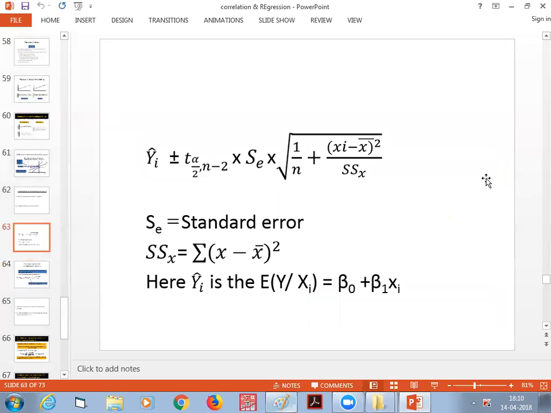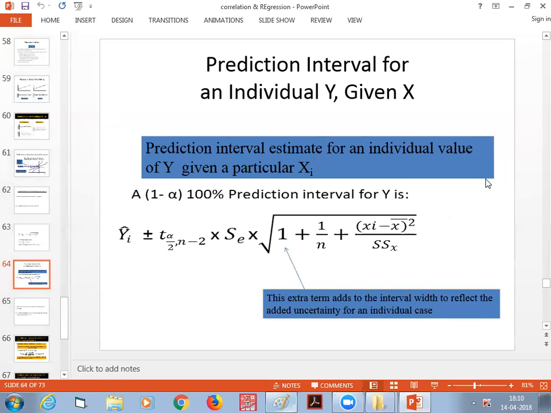1 by n plus same thing. Only that 1 is left out. So if you add that 1, how it has come, etc. is not important for you. So the extra term adds the interval width. That is a 1 for individual value of y.